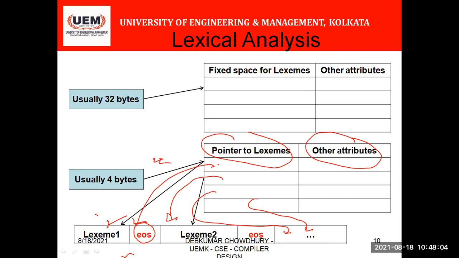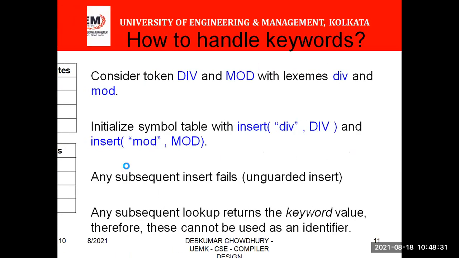This may be a very important question: what is the difference between statically created lexemes and dynamically created lexemes? Normally in statically created lexemes, there is a fixed number of bytes, for example 32 bytes is always fixed for storing the lexemes. And in the case of the dynamically created symbol table, we observe that 4 bytes is usually used.